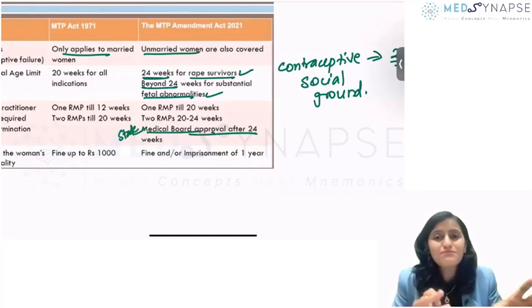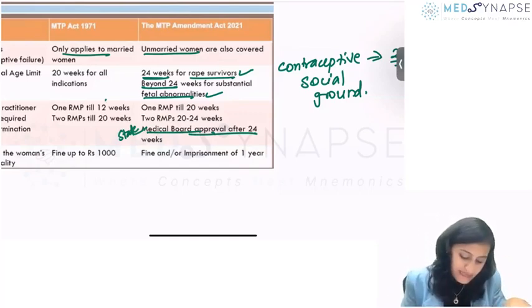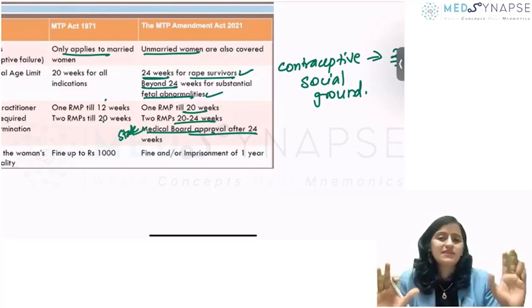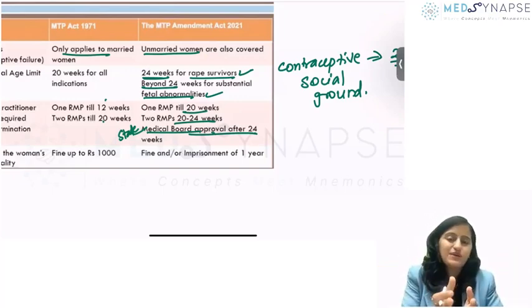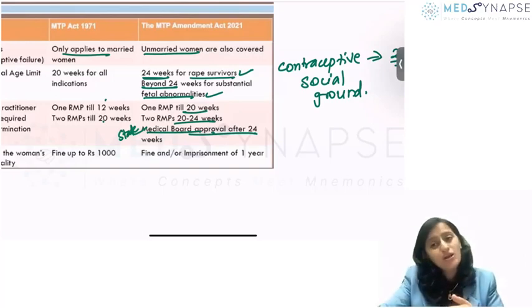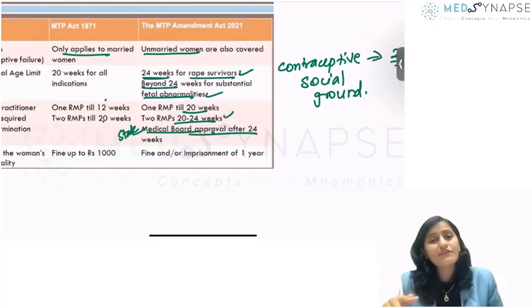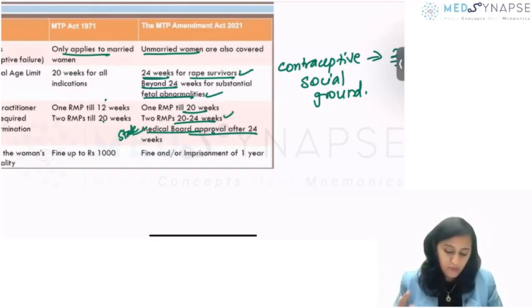Now, 1 RMP versus 2 RMP. Previously, it was 1 till 12 weeks and 2 till 20. Now it is 20 and 24. So up to 20 weeks, only 1 RMP is required. Beyond 20 weeks till 24 weeks, it is 2 RMP. And beyond 24 weeks, it is medical board approval.